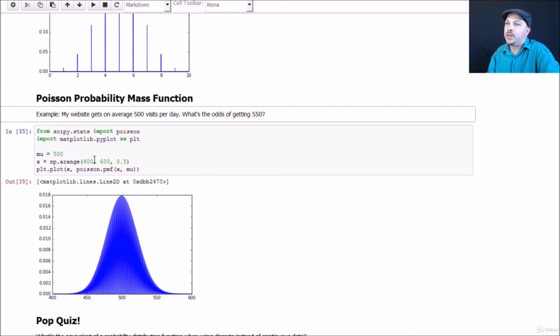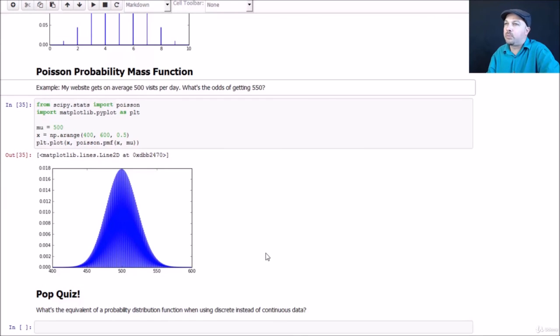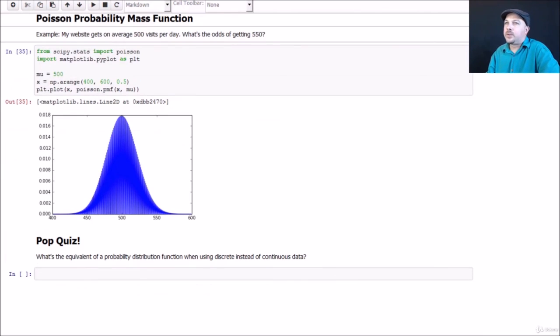So in this example, I'm saying my average is 500, mu. I'm going to set up some x values to look at between 400 and 600 with a spacing of 0.5, and I'm going to plot that using the Poisson probability mass function. And I can use that graph to look up the odds of getting any specific value that's not 500, assuming a normal distribution. So 550, it turns out, comes out to about 0.002 is the probability there, or 0.2%. Very interesting. All right, so those are some common data distributions you might run into in the real world.